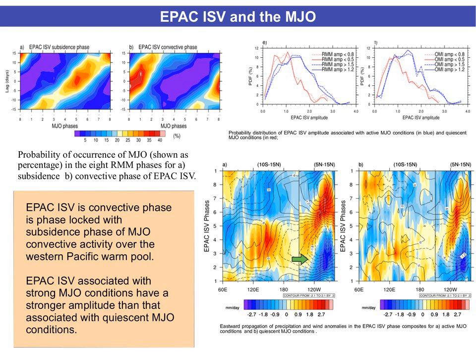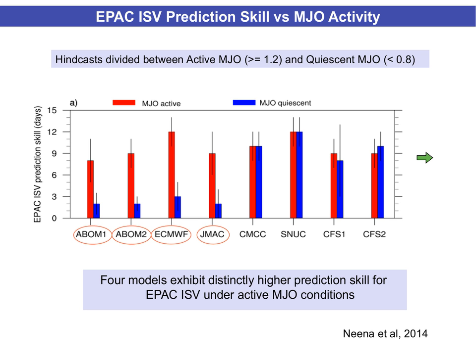So this is again brought out in this phase composite plot for the Eastern Pacific. Shown here are the composites of the Eastern Pacific intraseasonal variability in precipitation and zonal wind for the 8 phases of Eastern Pacific ISV identified. This is for the weak MJO case, and this is for the strong MJO case. For the weak MJO case, you can see that the propagation of convective signals from the western to the Eastern Pacific is weak, and also the amplitude of the Eastern Pacific intraseasonal variability is weak, and it appears more as a local mode, and this connection between the Eastern and the Western Pacific signal is also absent.